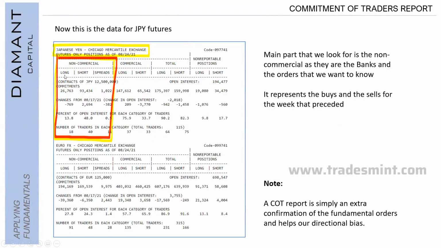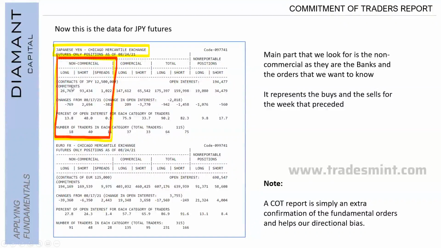So if you look at it, you've got long, short, and then spreads. The main part again is going to be the long and the short positions, so that's obviously buy and sell positions. Then you've got contracts of JPY, 12,500,000. So I believe that's the total amount of contracts that there are. Then if you look at the breakdown of it, this is the part that we're going to be looking for.